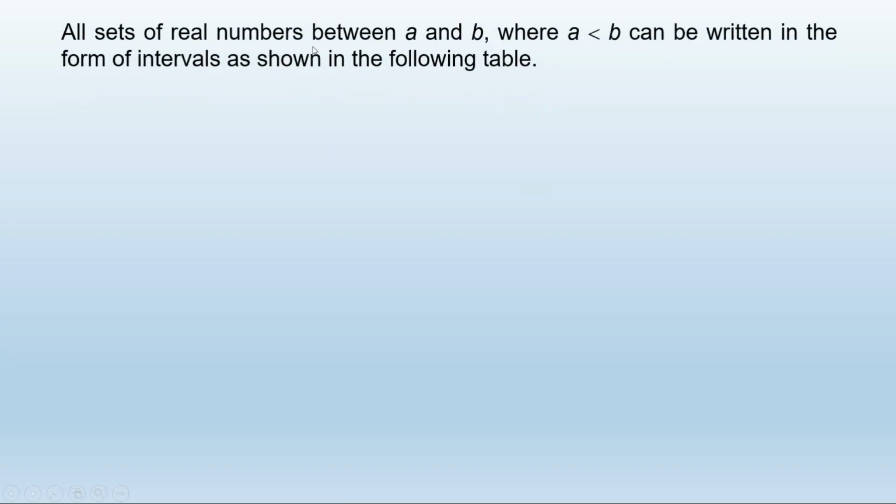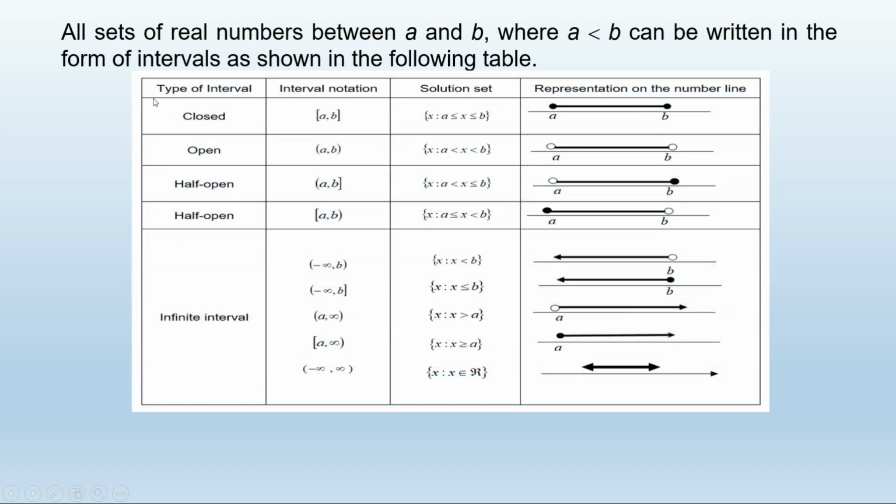All sets of real numbers between A and B, where A is less than B, can be written in the form of intervals as shown in the following table. Type of interval: closed. Interval notation from A to B, including A and B. Solution set x, where x is greater than or equal to A and less than or equal to B. We present it on the number line. We draw from A to B, at A a filled circle, and at B also a filled circle.